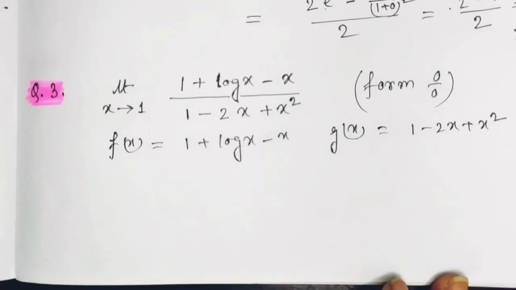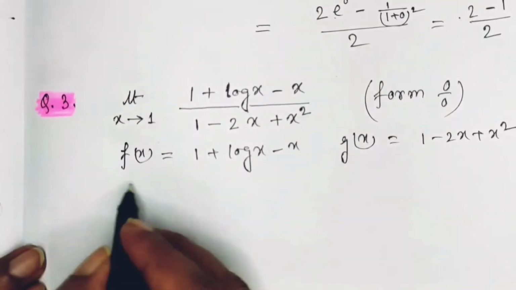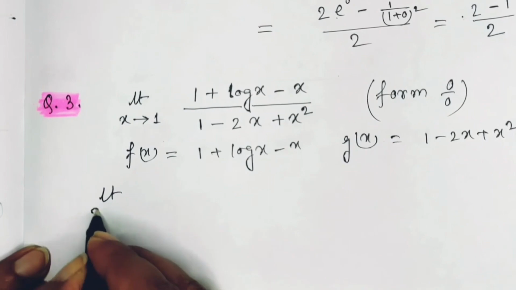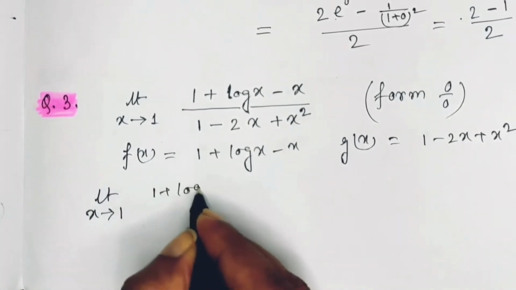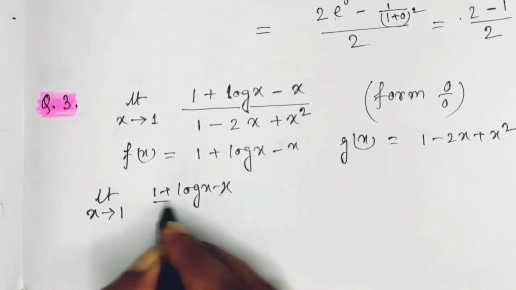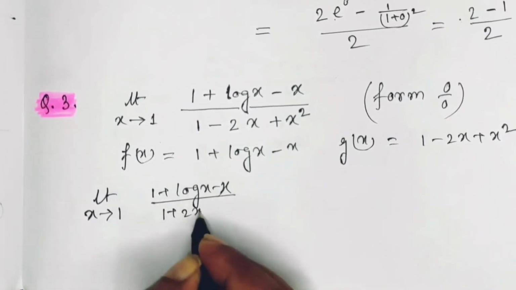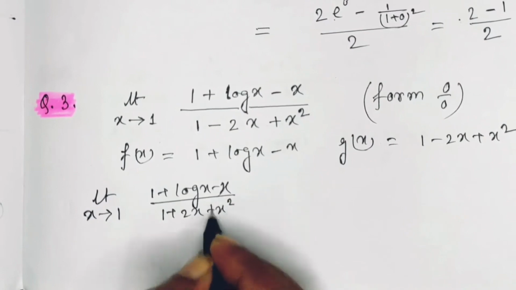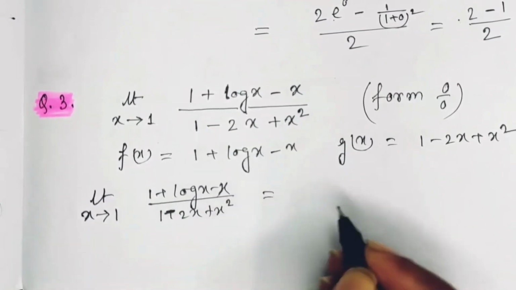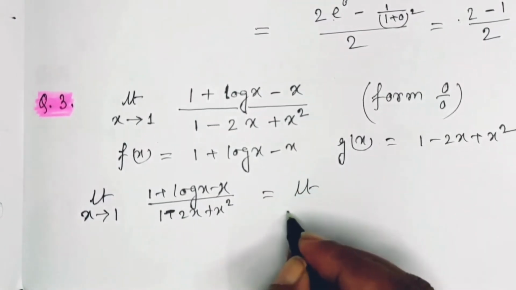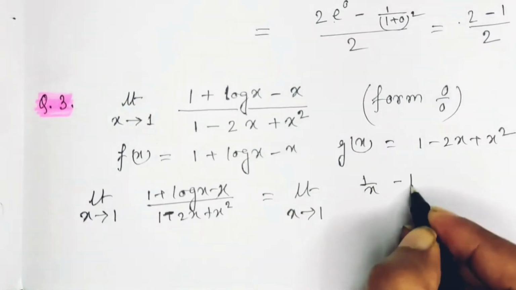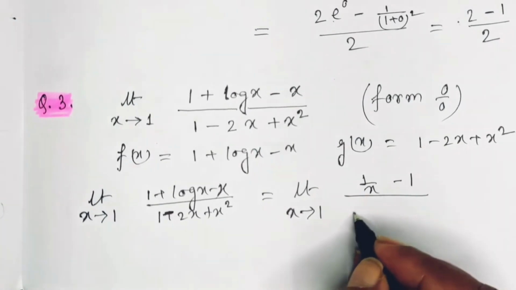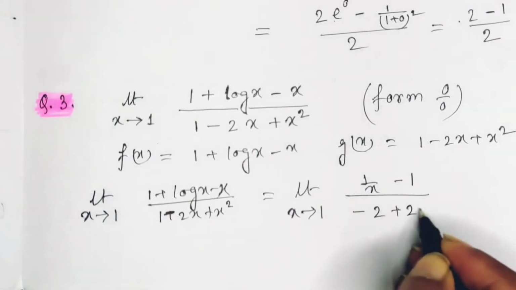Now the third question. For the third question, what will we do here? A similar process: we will take the limit x tends to 1 of 1 plus log x minus x divided by 1 plus 2x minus x square. Here it is plus and this is minus. If we simply take the derivative of the numerator and denominator both, it is 1 by x minus 1, and in the denominator we find minus 2 plus 2x.